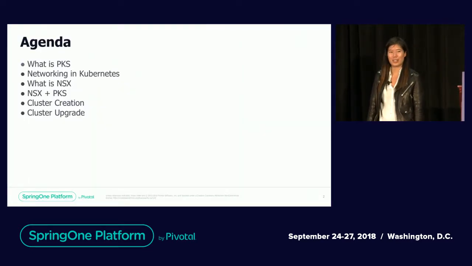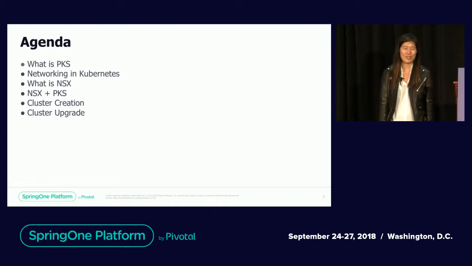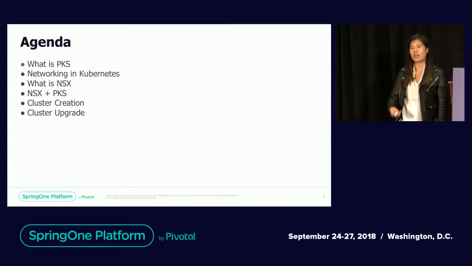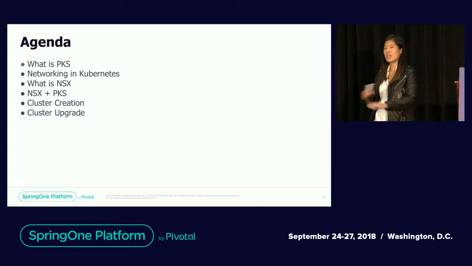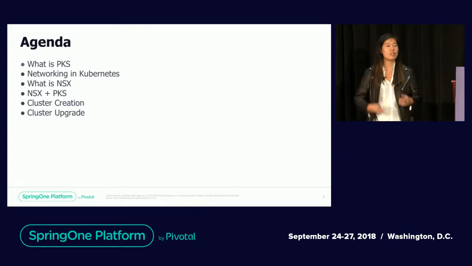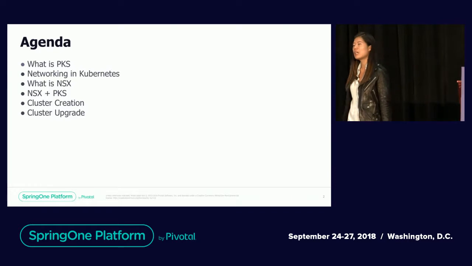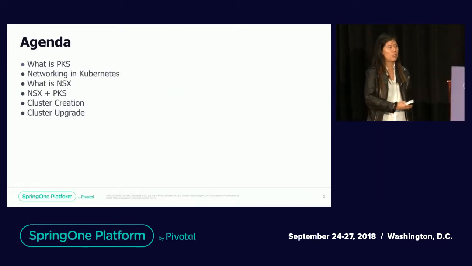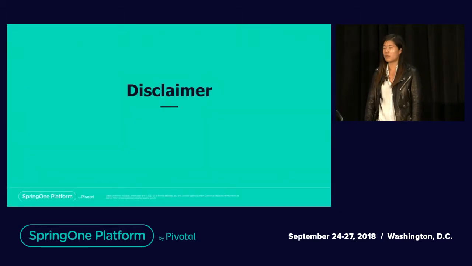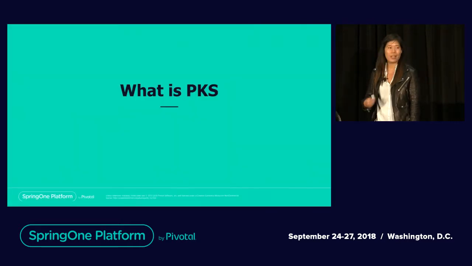So just a brief agenda of what we're going to talk about today. We'll start with a primer on what PKS is. Might be familiar if you were here at the last session, but I promise it's a little bit different. Before looking at what networking in Kubernetes is at its baseline. From there, we'll look at what NSX is and really the value add of using NSX with PKS and all the benefits that you get provided to you out of the box. Before then looking at how NSX and PKS work for both cluster creation and cluster upgrades. So we just have, again, a brief disclaimer. And with that, we'll get started.